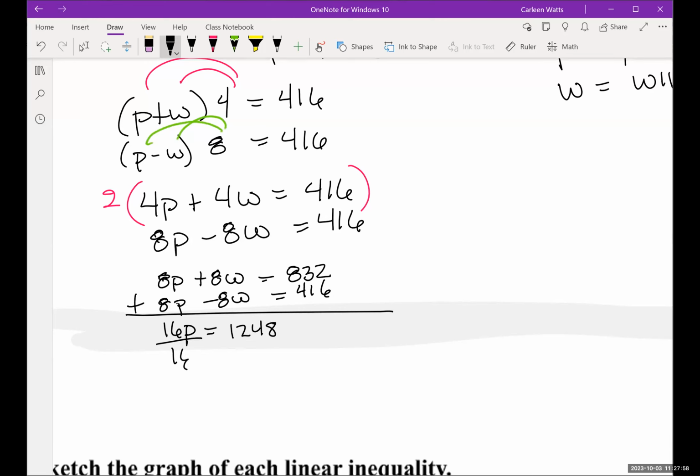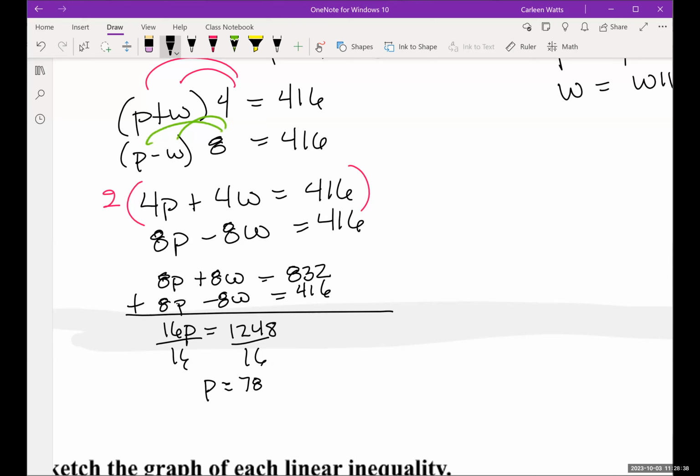Yeah, divide by 16. P is equal to 78. The plane is flying 78 miles per hour. That seems a little slow. That's like the speed of a car. It's like us driving down to Los Angeles on the 99. Maybe it's like a crop duster that you see. Okay. So now don't expect realistic numbers. It just is what it is.